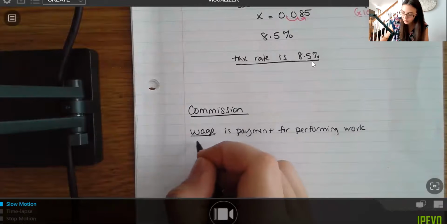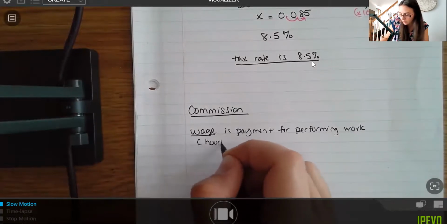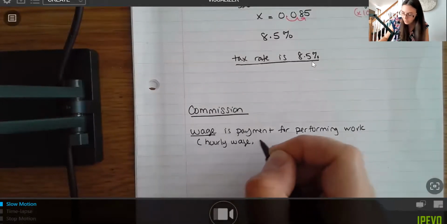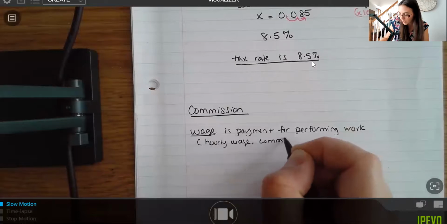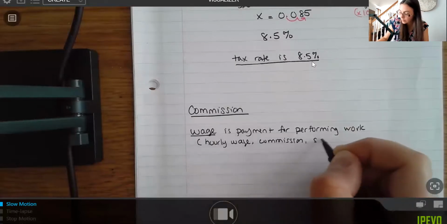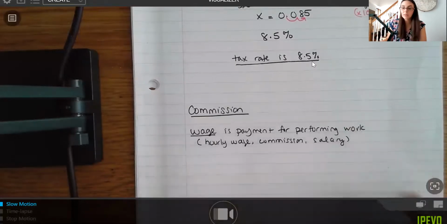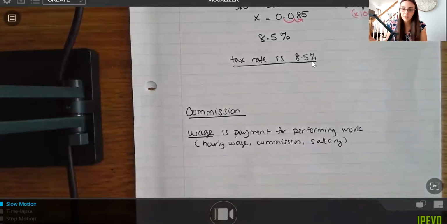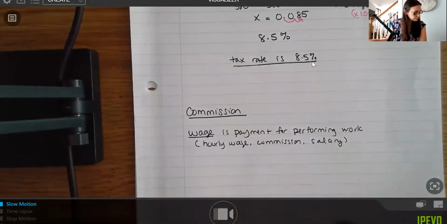And a wage could be an hourly rate. So you could make your wage hourly. It could be what's called a commission, which we'll talk about in a second. It could be a salary where maybe you get paid the same amount every single week, no matter how many hours you work, for instance. So it could be any of those things and so on.